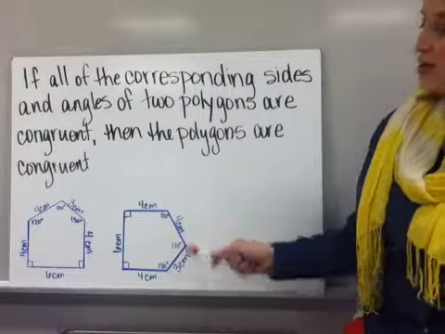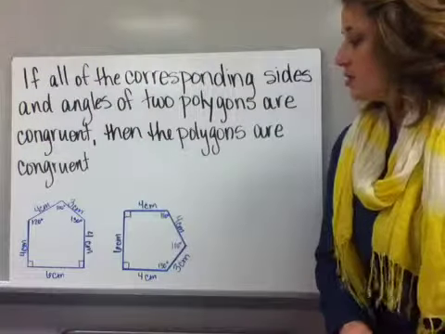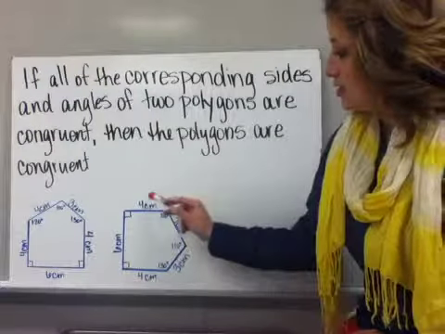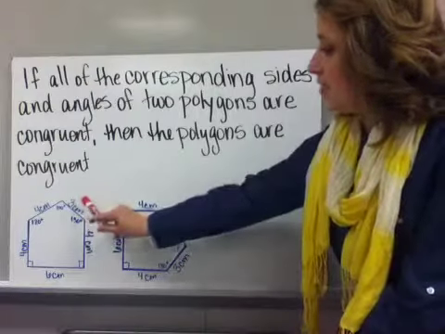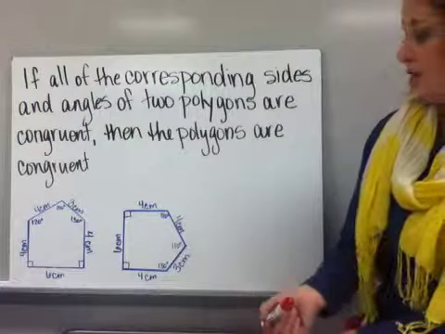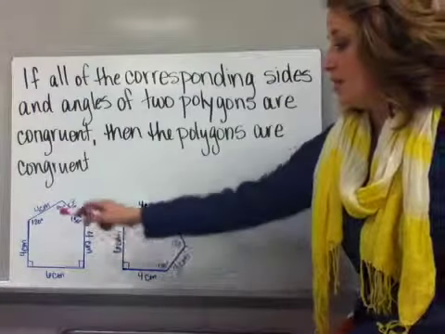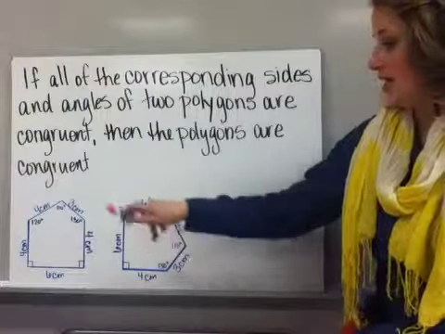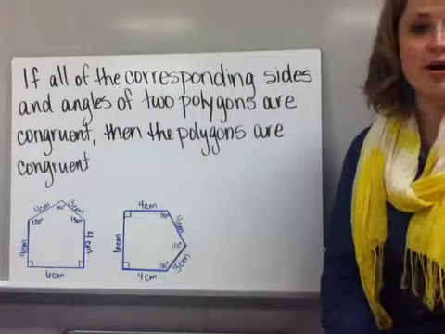You can take these two as an example. Even though they're rotated, these two figures are congruent. Their corresponding sides, such as this 4 and this 4, or this 3 centimeter side and this 3 centimeter side are congruent, and its angle measures are congruent. The 90-degree angles are congruent. The 120s, the 110s, the 130s, those are all congruent. Therefore, these two pentagons are congruent.